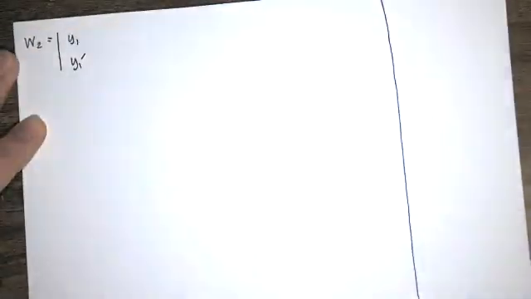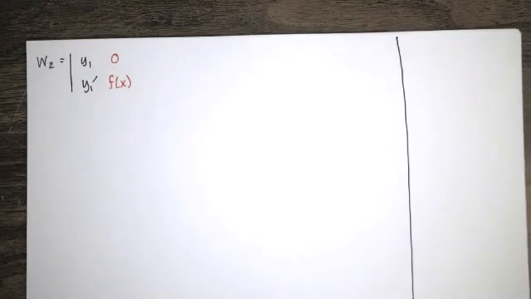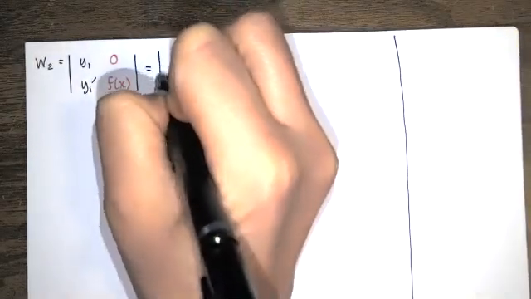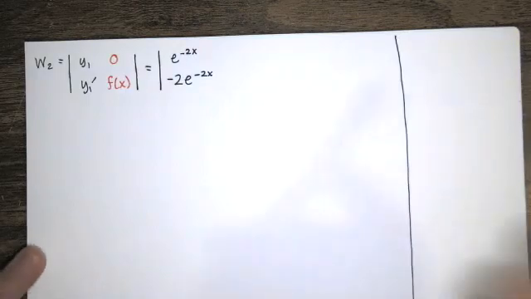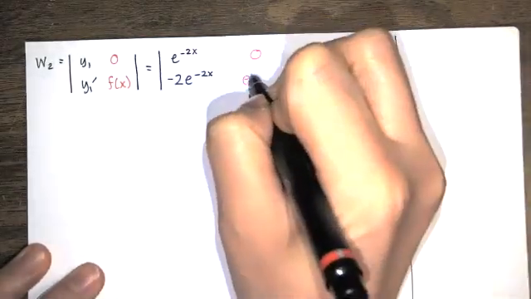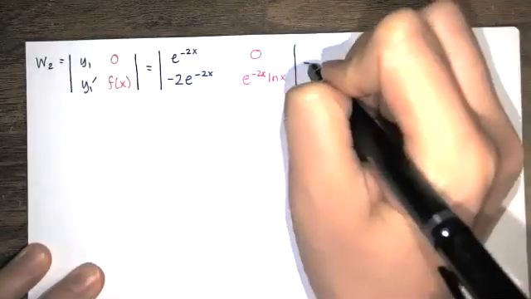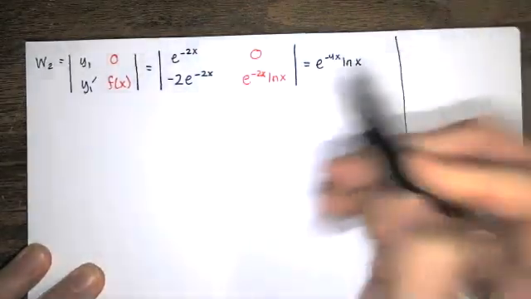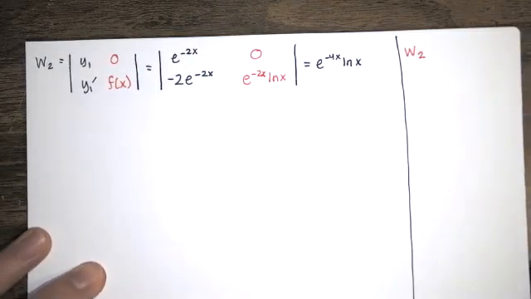Now we want to find w sub 2. And w sub 2 comes from taking the Wronskian, leaving the first column alone, and switching out the second column for 0 and f of x. So we had an e to the negative 2x here, and then a negative 2 e to the negative 2x. Second column is 0 and e to the negative 2x times natural log of x. Multiply across this diagonal, you get e to the negative 4x times natural log of x. And then you multiply across that diagonal, you get 0, and then you subtract. That's your w sub 2.